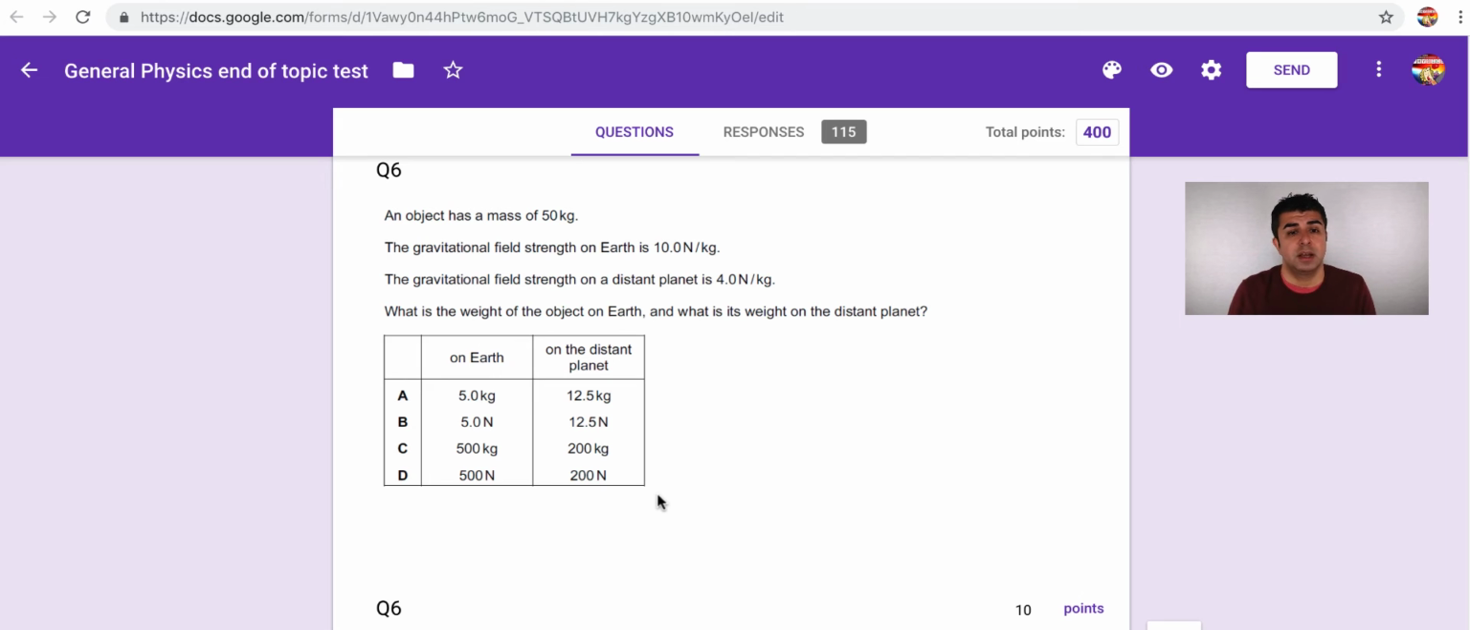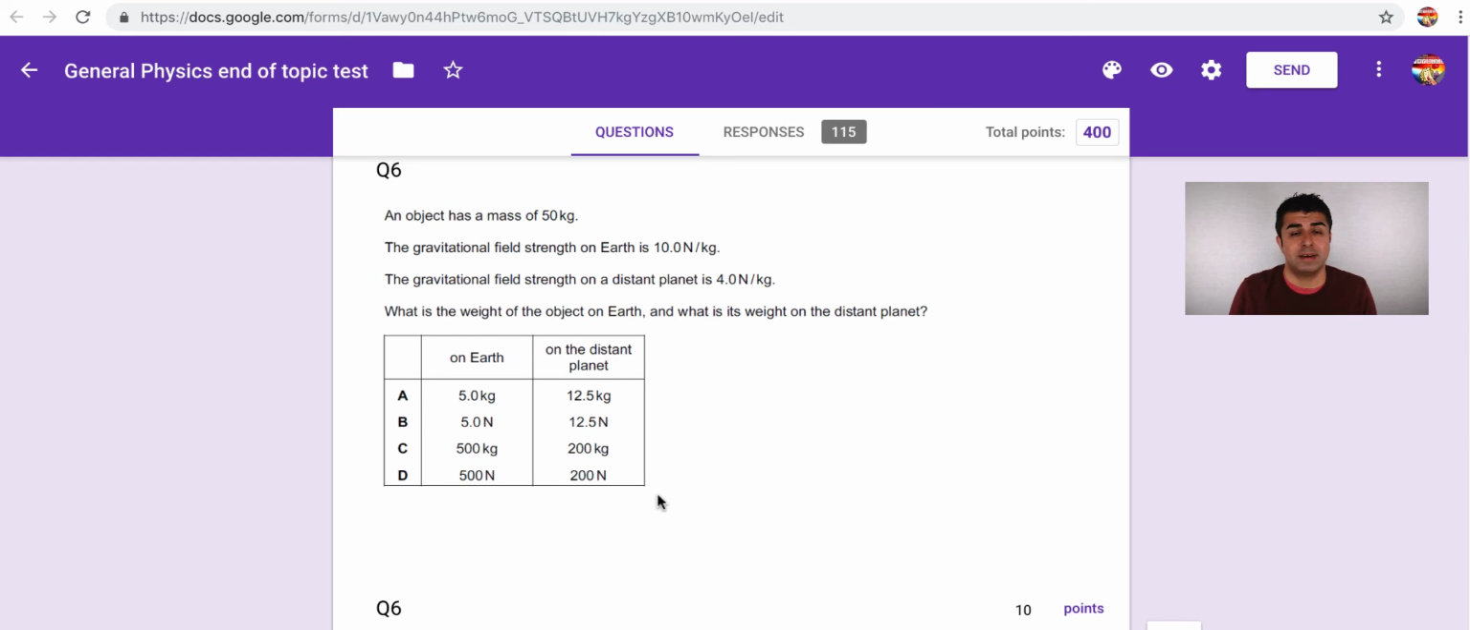Number 6. An object has a mass of 50 kilograms. The gravitational field strength on Earth is 10 newtons per kilogram. The gravitational field strength on a distant planet is 4 newtons per kilogram. What is the weight of the object on Earth? And what is the weight of the object on the distant planet?